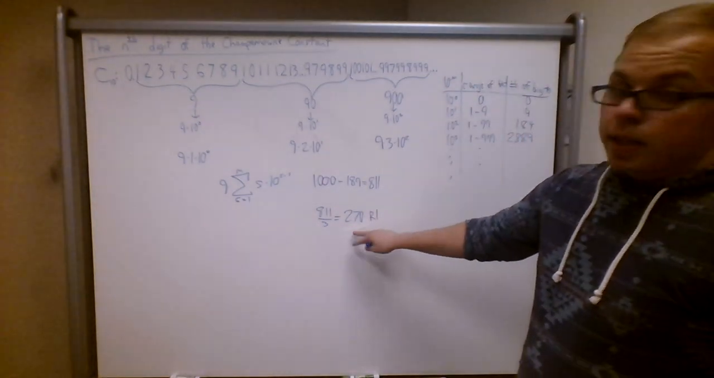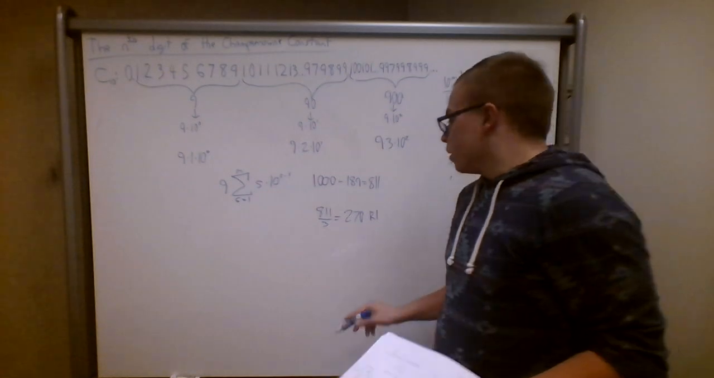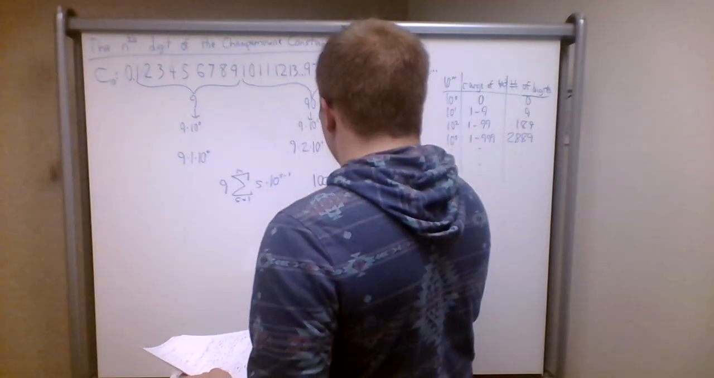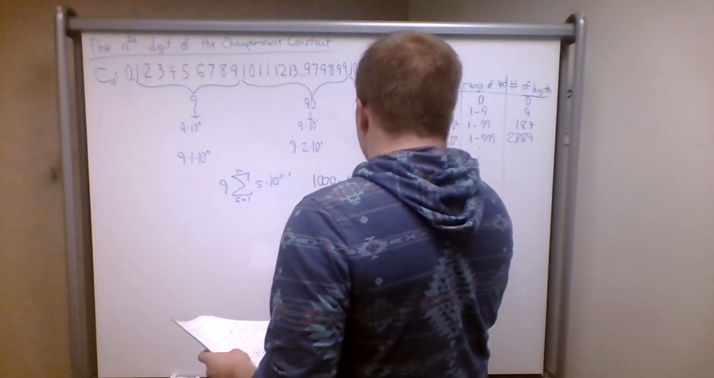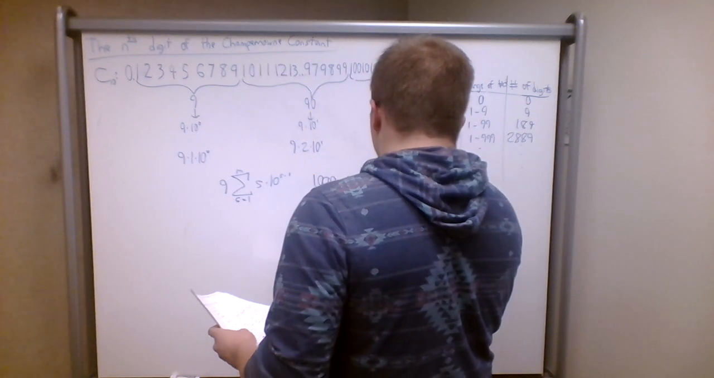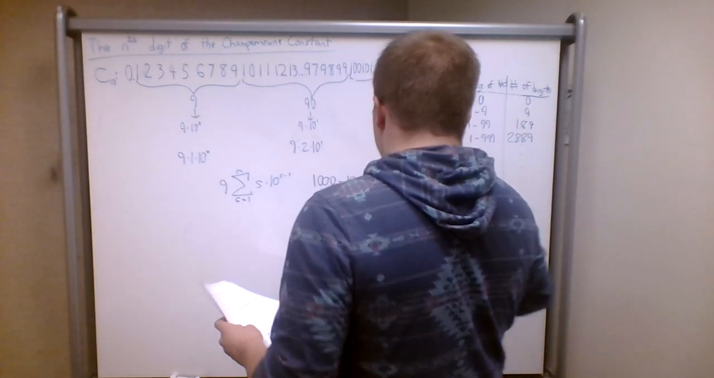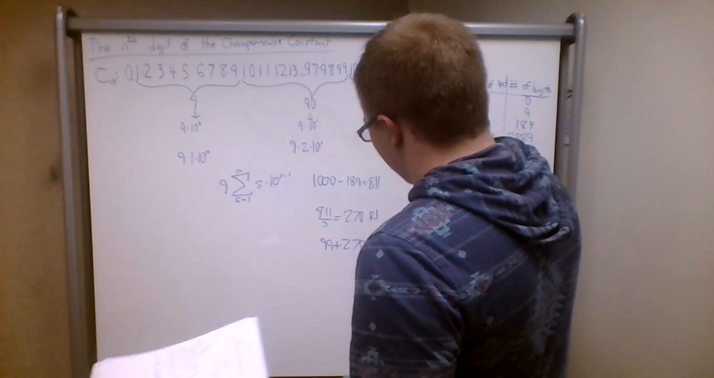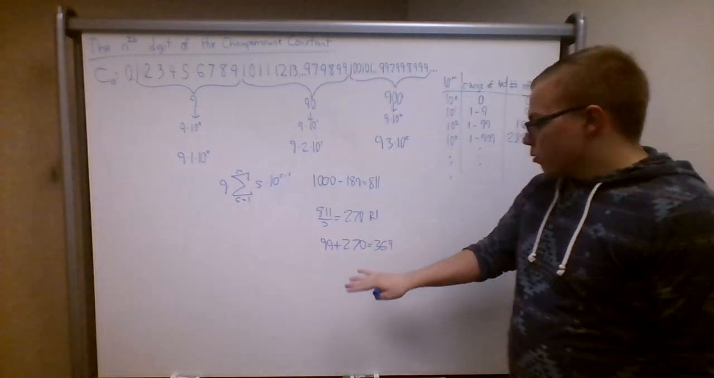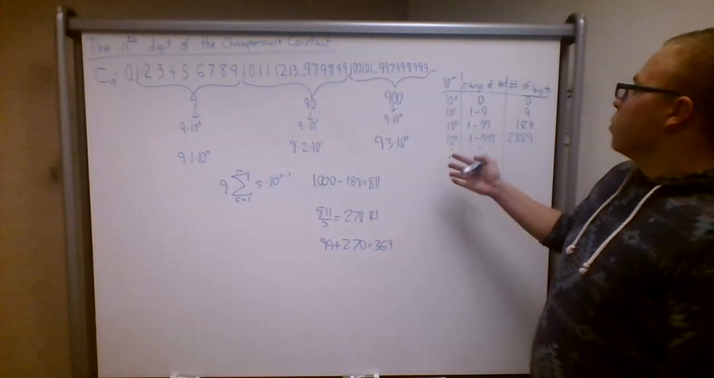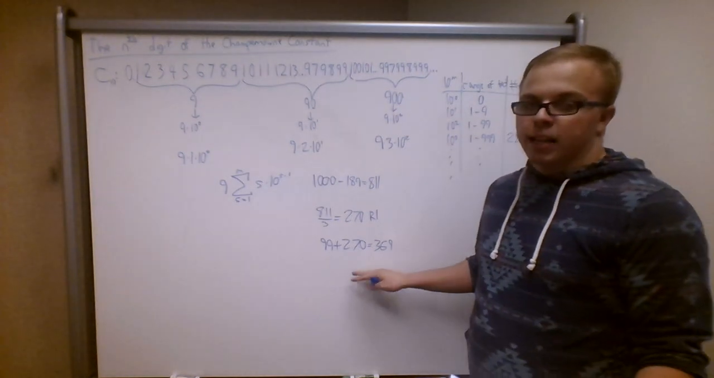So now we have 270. Like I said, we're going to add that to 99. So we're going to have 99 plus 270 equaling 369, right? Ooh, we're almost there. That doesn't really give us our answer, right? So now what we need to do is figure out exactly where we are.